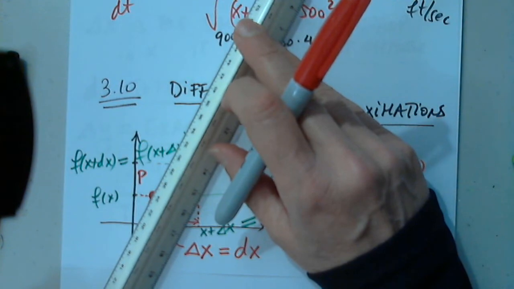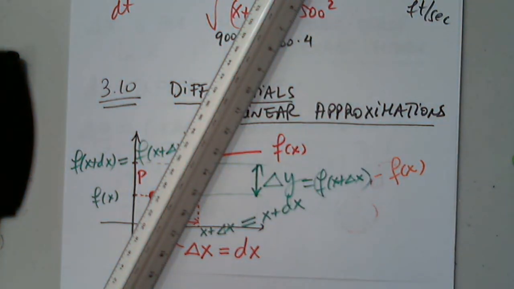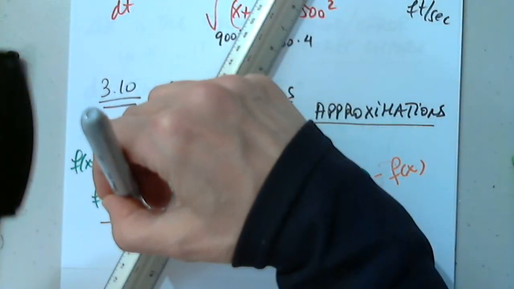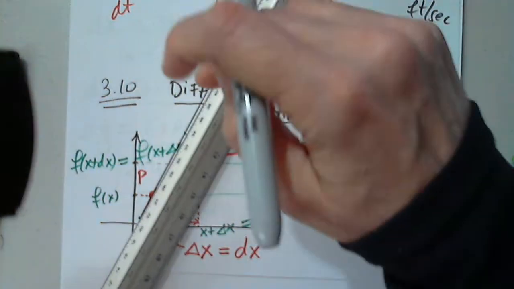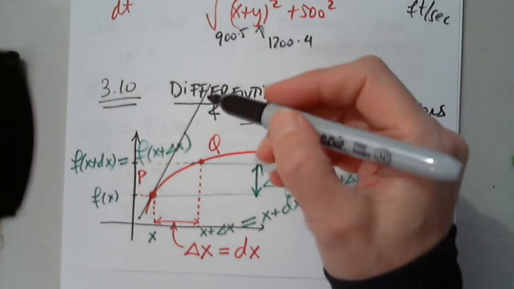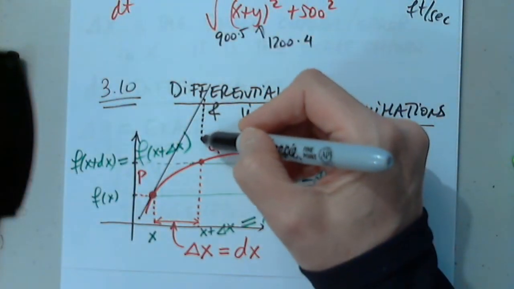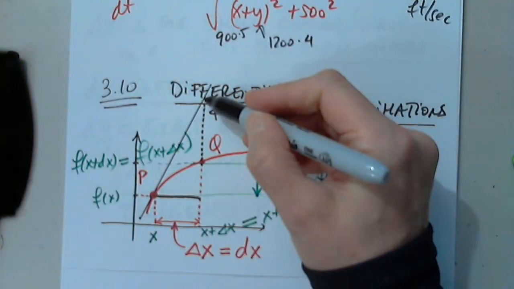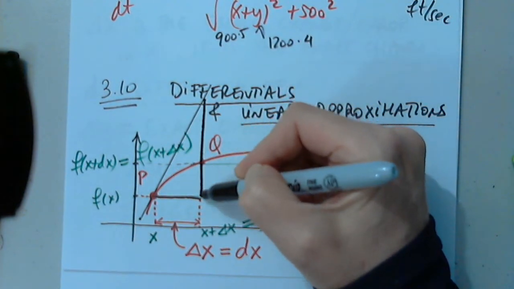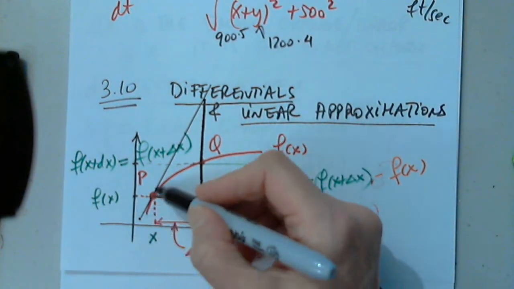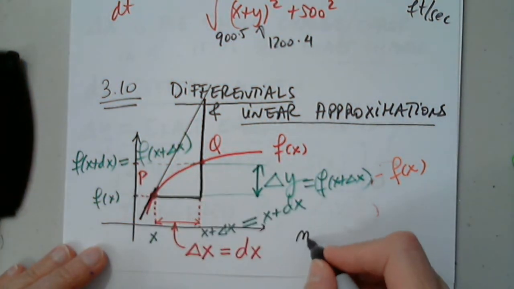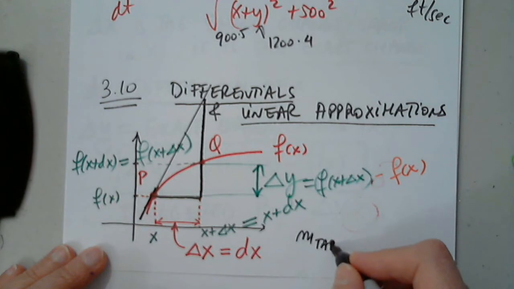Of course, our best friend, the tangent, right? It has to be. The tangent at P. Of course, I'm going to extend, and I just created a right triangle with a tangent. This is the tangent. Tangent line at P. Can anyone give us the slope of the tangent at P?